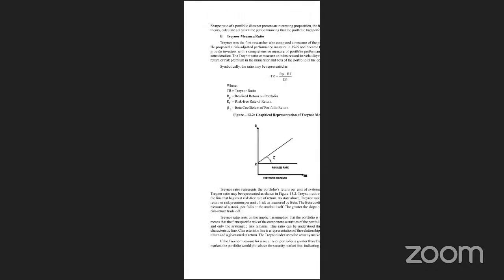So what is RP? That is the return on portfolio. RF is the risk-free rate of return, and the beta of the portfolio. In the Treynor ratio, they have considered the market sensitivity. That is the difference between the Sharpe and the Treynor.